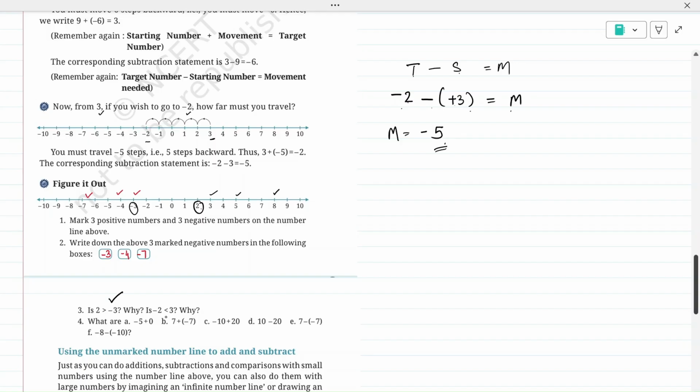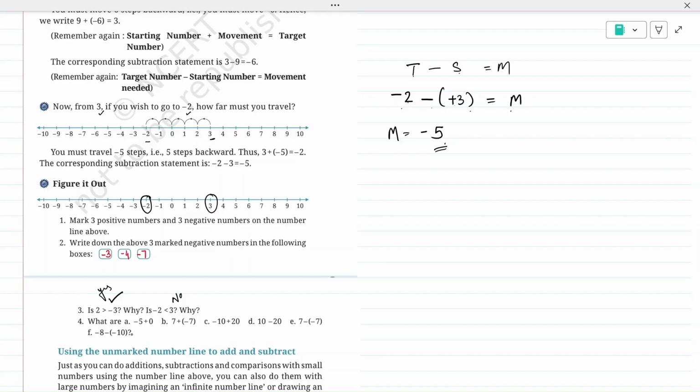Second question is, is -2 greater than 3? So now let me erase this first. Let me erase this, and now let's see. It says, is -2, which is this number, greater than 3? So the answer is no. This answer was yes. This answer is no, because 3 is a positive number and it will always be greater than a negative number.